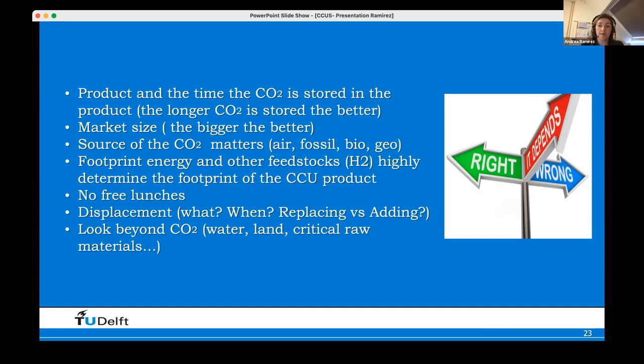And of course, a life cycle assessment is not only about CO2. So looking at the impacts or the benefits on water use, on land use, on critical raw materials is an important part of transforming what we have today to a more sustainable industry and society. So that's from my side.